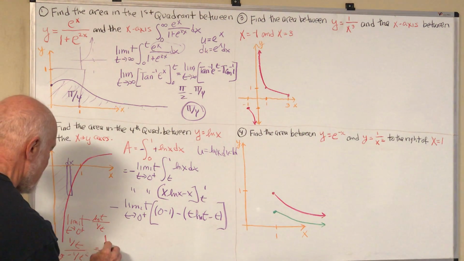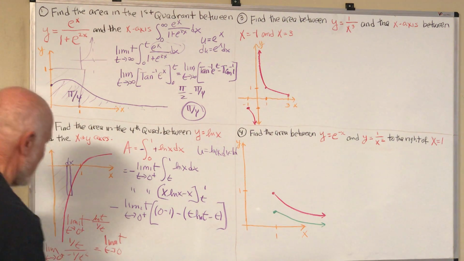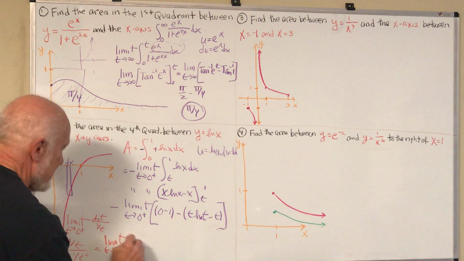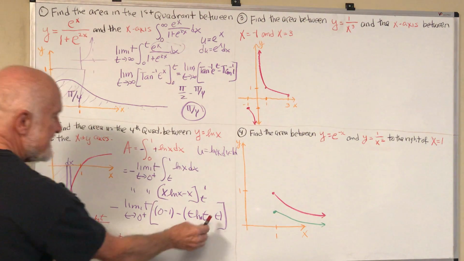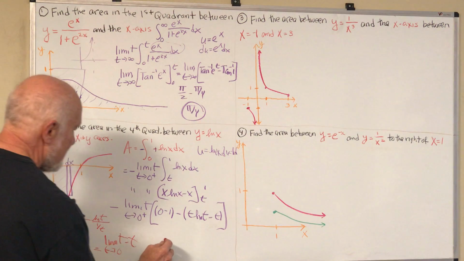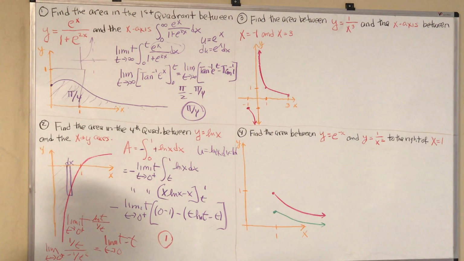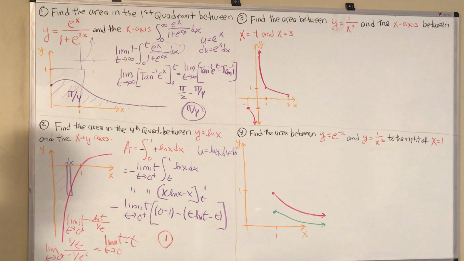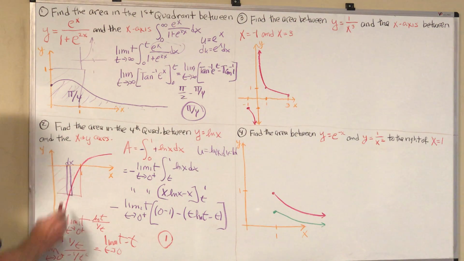So we get the limit as t approaches 0 of minus t. So, yes, this does go to 0, and t goes to 0. So the only thing left is this minus 1 times minus 1, or 1. So that was quite a bit of work. It was a lot of fun, and we found out the area between the natural log of x and the y-axis. This is the same as 1 square unit.